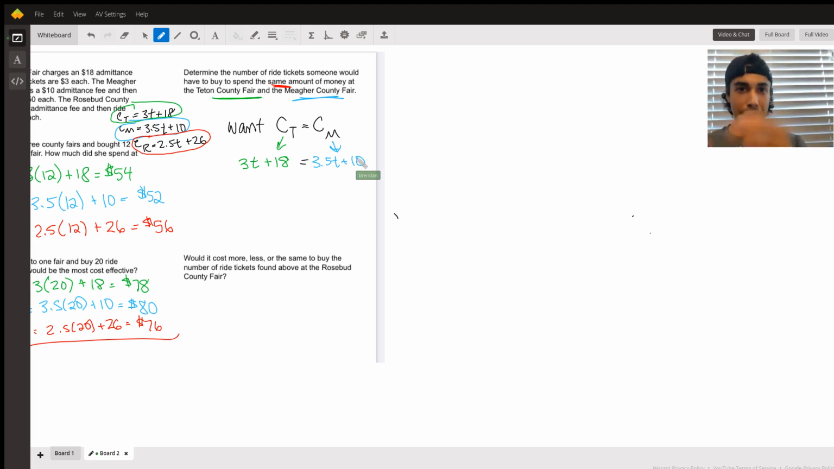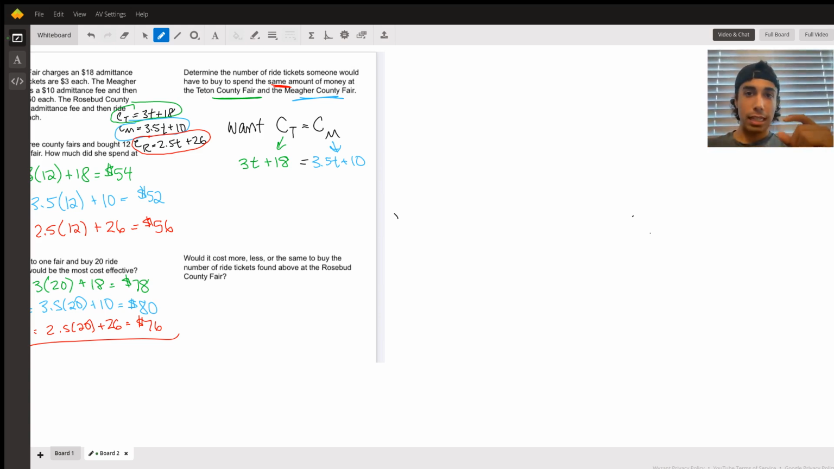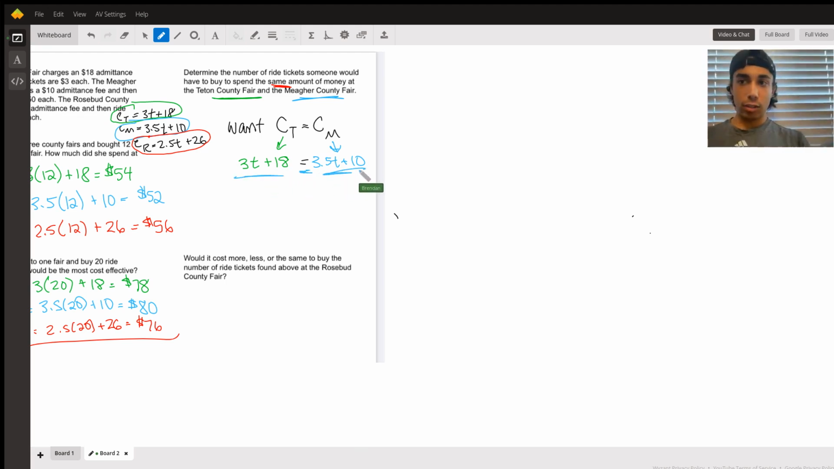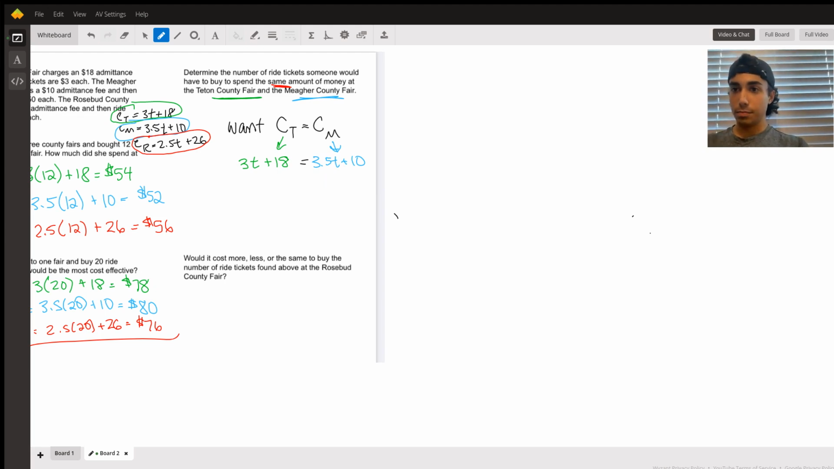All right, so whenever it's asking for how many tickets, or something about having two of our equations needing to be the same or be equal to each other, you're just going to set them equal to each other, just like that. So you have one equation equals the other equation, and then we can solve for that variable. In this case, we are solving for t, the number of tickets. So let's go ahead and solve for t.